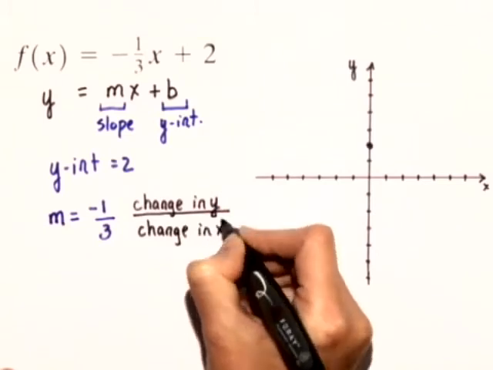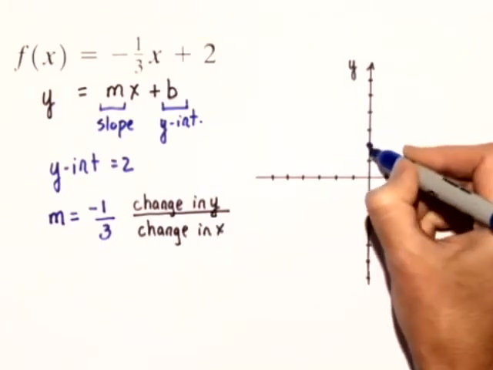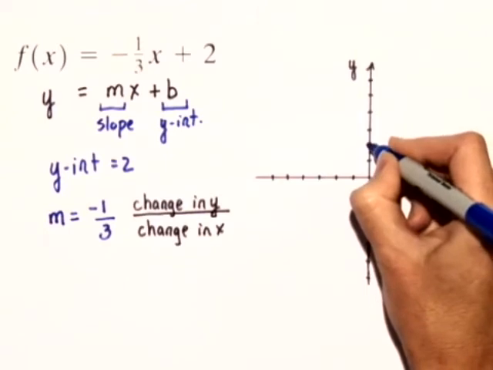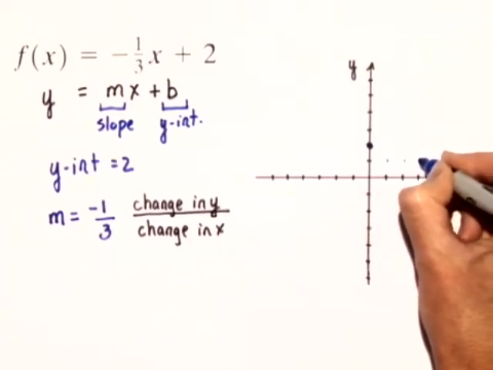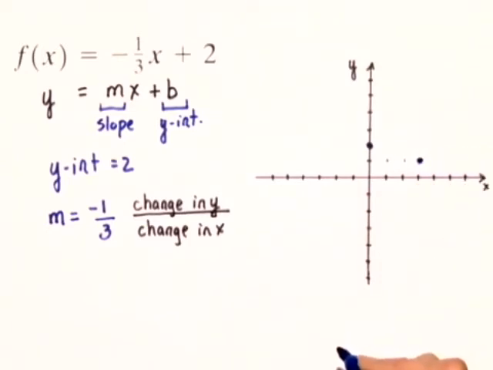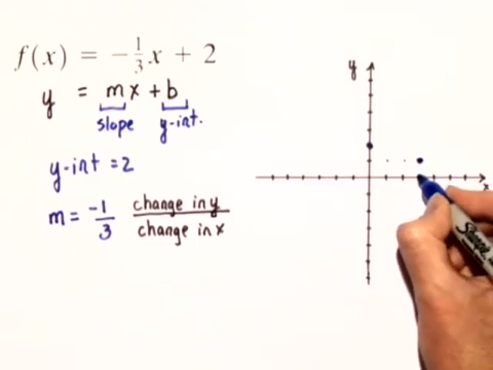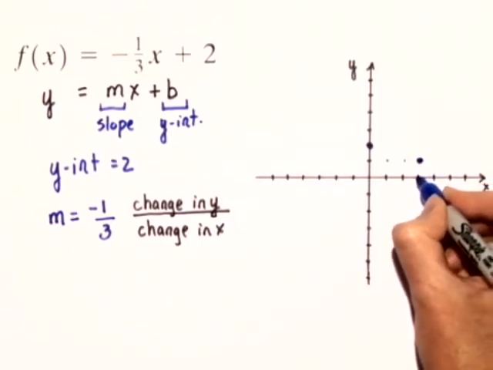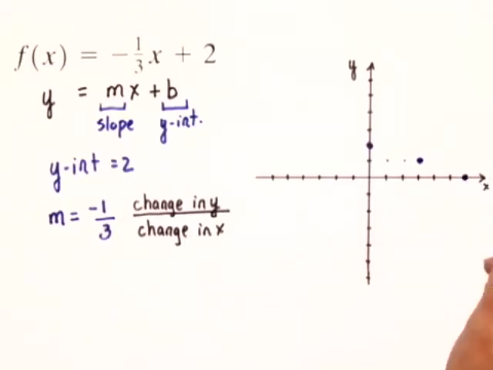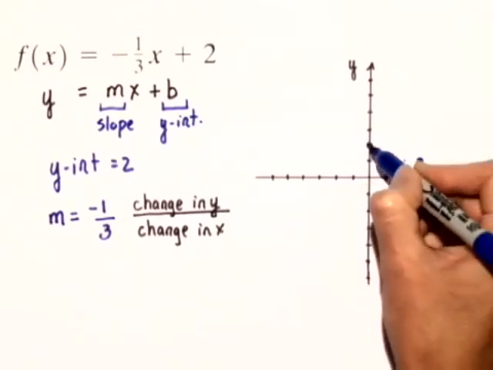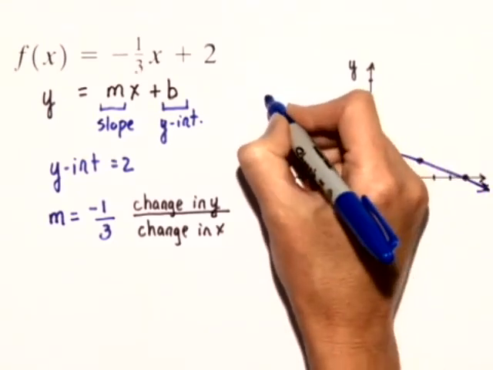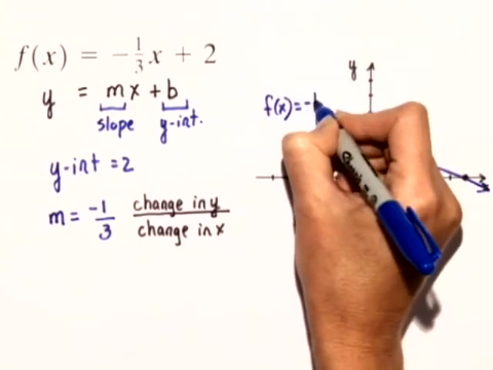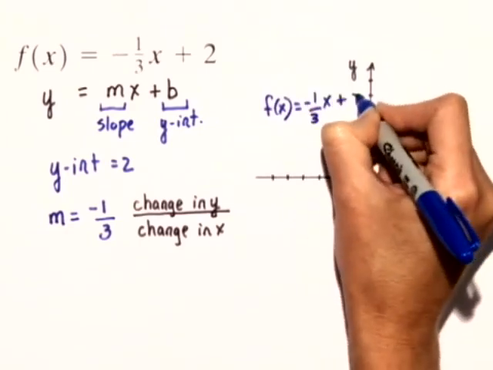in the x direction. So, from this y-intercept where I started, I'm going to go down 1 unit along the y-axis, and then I'm going to go 3 units to the right along the x-axis, and I'll plot another point. I can do that as many times as I want. I can go down 1 in the y-axis direction and over 3 in the x direction. And then I can connect these points. And this is the graph of f of x equals negative 1/3 x plus 2.